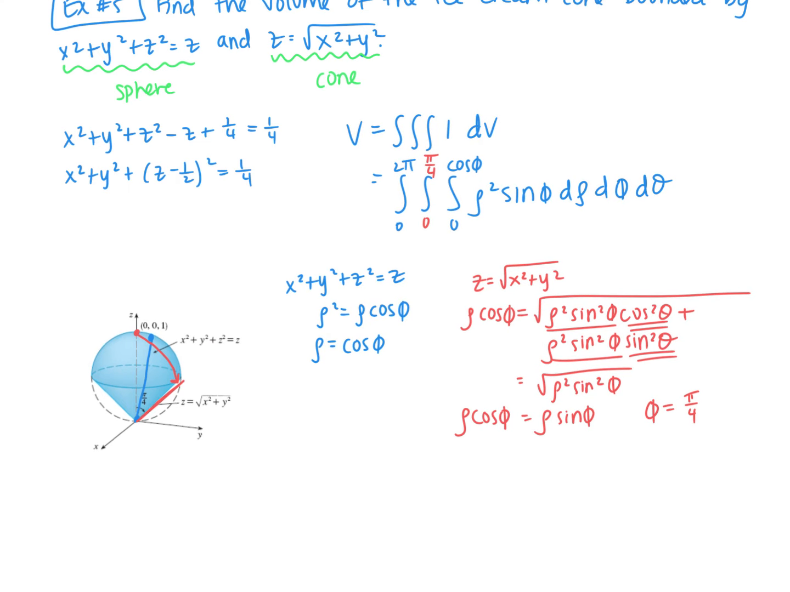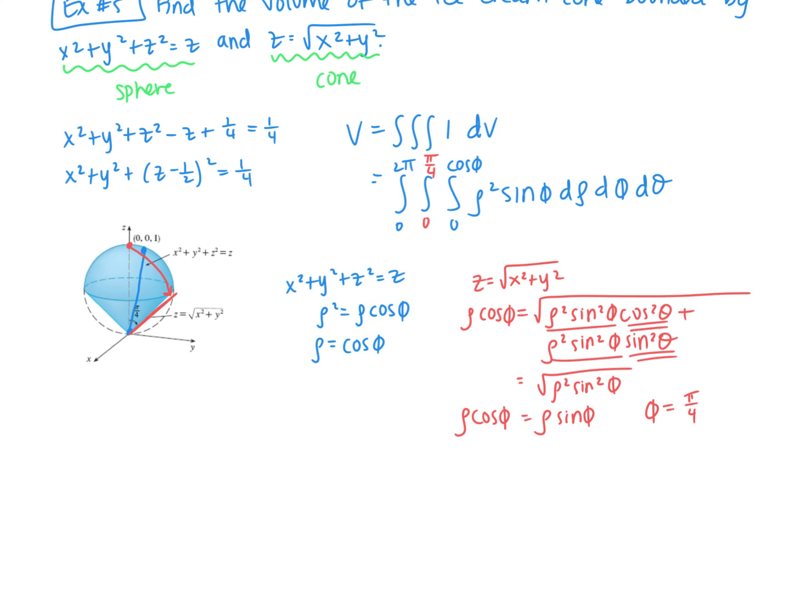Questions on how I found any of these? Jacob? How do you find the rho cosine of phi equals rho sine of phi? So you would divide your rho out of each side. Then you need to figure out for what angle cosine is the same as sine. Oh, okay.